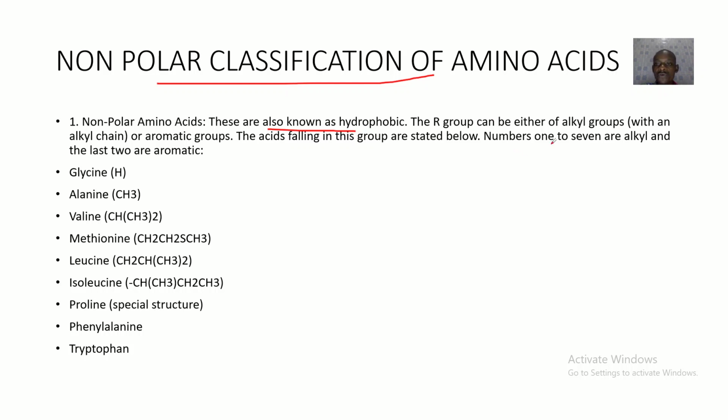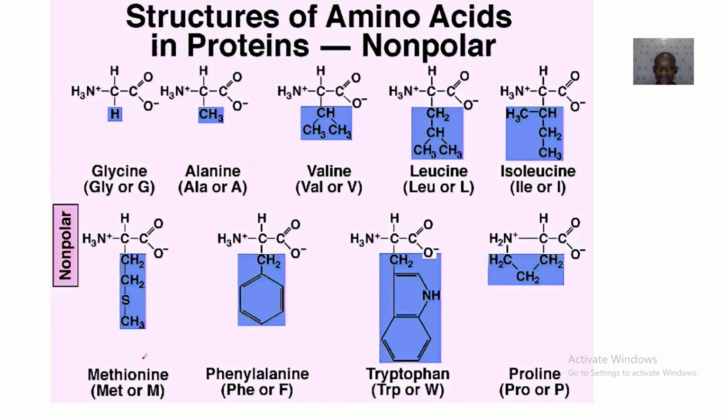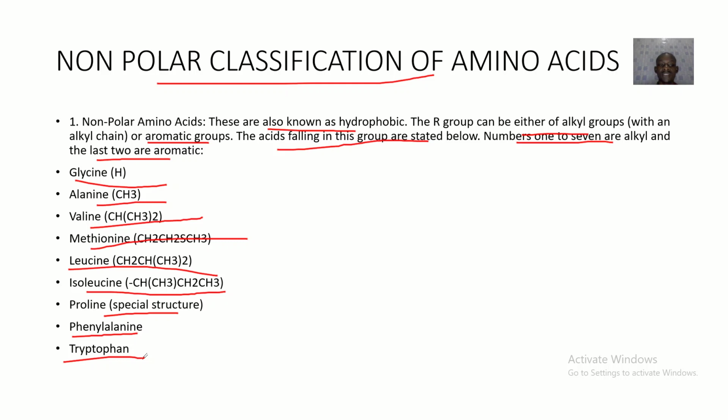So now, the R group can either be of what? Alkyl groups or of aromatic groups. So the acid falling in this group are stated below. Now, numbers 1 to 7 are alkyl, while the last two are what? Aromatic, okay? So now, let's mention the amino acid that are non-polar. We have glycine, alanine, valine, methionine, leucine, isoleucine, proline, we have what? Phenylalanine, we have tryptophan.